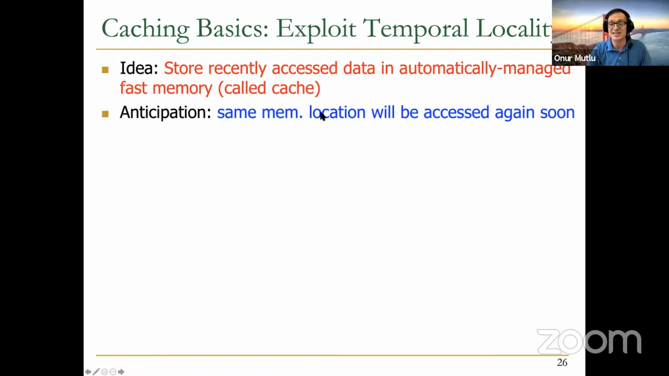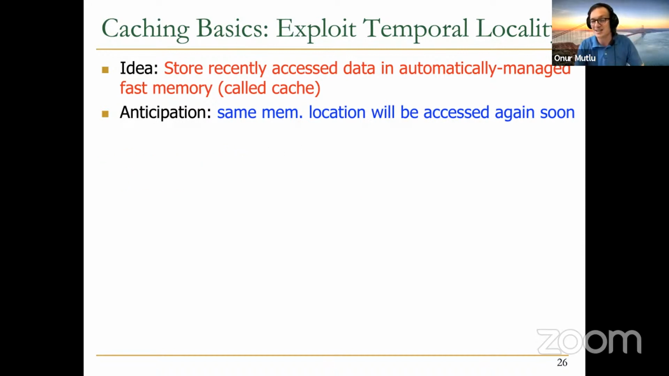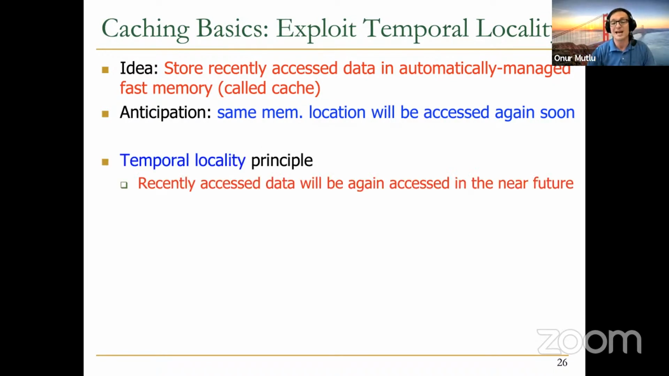Okay, so this is the temporal locality aspect. The anticipation is that the same memory location will be accessed again soon by the program or by some other thread that's going to access the cache. So it may be accessed by this thread or by some other thread or by some other program potentially. That's the temporal locality principle: recently accessed data will be accessed again in the near future. And if the data obeys this principle, then that's great.